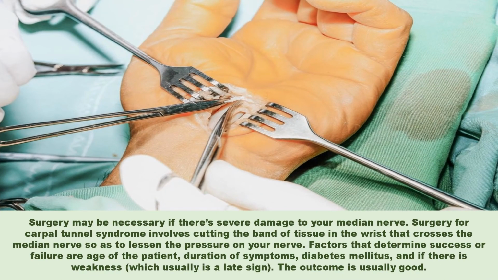Surgery may be necessary if there's severe damage to your median nerve. Surgery for carpal tunnel syndrome involves cutting the band of tissue in the wrist that crosses the median nerve so as to lessen the pressure on your nerve. Factors that determine success or failure are age of the patient, duration of symptoms, diabetes mellitus, and if there is weakness, which usually is a late sign. The outcome is usually good.